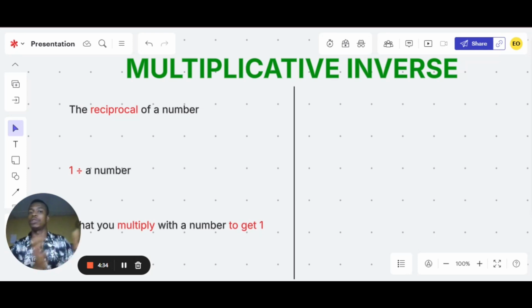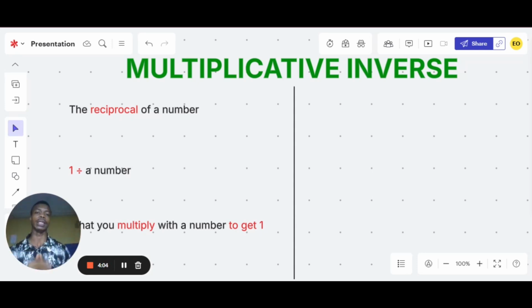5 times 4 gives you 20. You want to go back to 5. Multiplication is like tying a shoe. Using a multiplicative inverse is like untying the shoe. So you're taking the equation back to the way it was at the beginning. And that is when you need a multiplicative inverse to walk back from the results to the question.